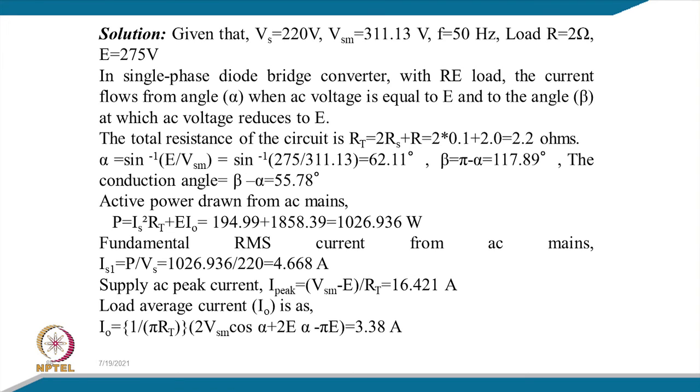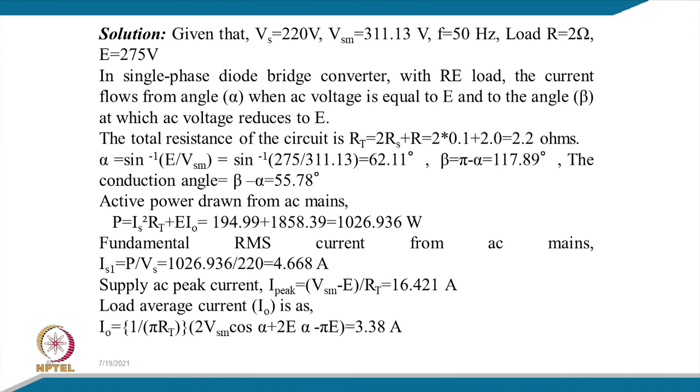So, the conduction angle here is beta minus alpha, that is only 55.78. It means out of 180 degree you will get conduction or supply current only for 55.78 degree. The active power drawn from the AC mains will be P equal to Is square Rt plus E I0, which is charging the battery. This comes to 194.99 if you put the values, plus 1858.39 if you put the values of E and I0, which we already calculated, and it comes to 1026.936 watt.